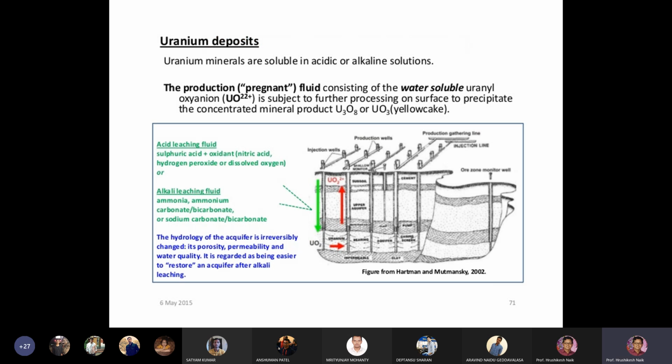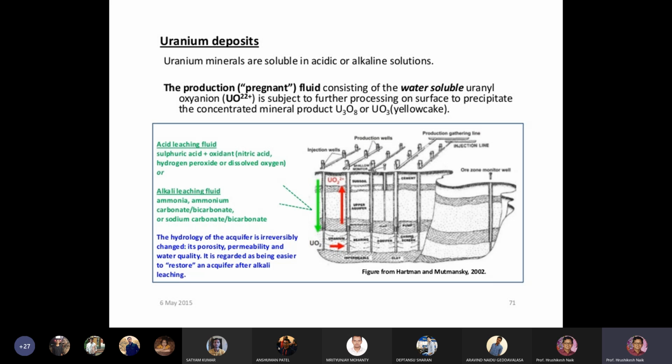Uranium deposits and uranium minerals are soluble in acidic or alkaline solutions. That is why you can use acid, and you can use alkaline also. The production fluid consisting of the water-soluble uranyl ion is subject to further processing on the surface to precipitate the concentrated mineral product, yellow cake. You get the yellow cake.